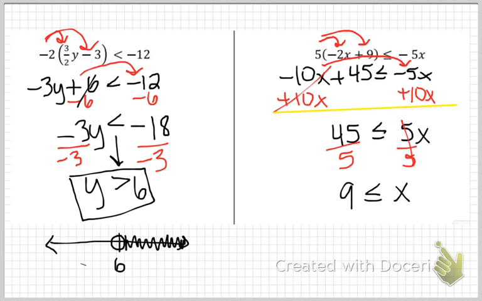So again, this looks kind of weird because we're used to having the variable on the left hand side. Now you got to remember you can rewrite it. But if you rewrite it, that means we have to flip the inequality in order to have the same meaning that it had before.